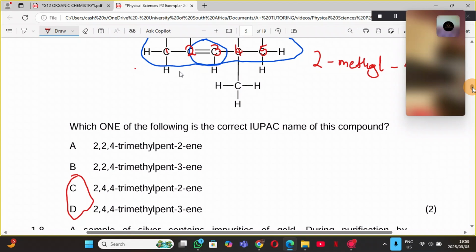Our pent is in what position? Position 2. So you always name the smallest, the closest carbon, the first carbon rather. So it's in between 2 and 3, meaning we name it on 2. So your answer will be 2, 4, 4 trimethyl pent 2 ene.